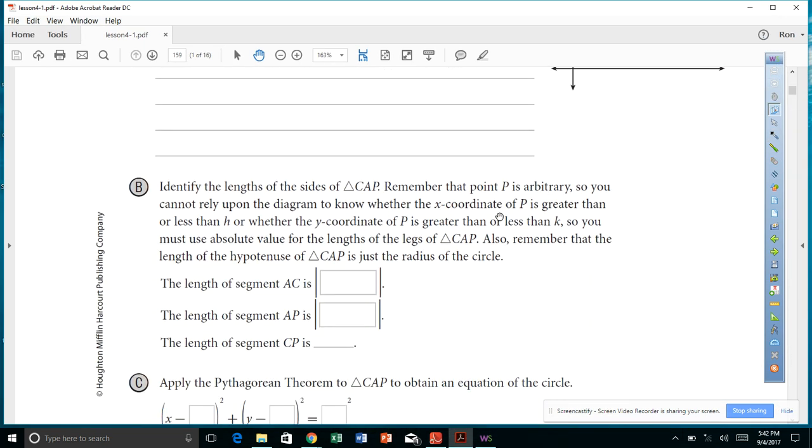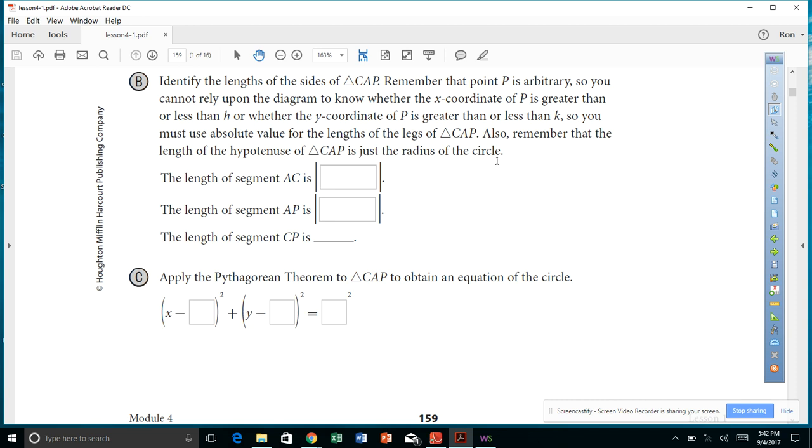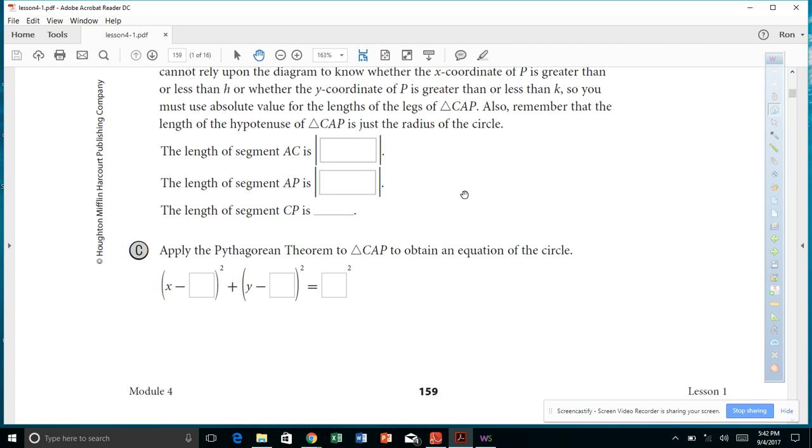Identify the lengths of the sides of triangle CAP. Remember that point P is arbitrary, so you cannot rely upon the diagram to know whether the x-coordinate of P is greater than or less than h, or whether the y-coordinate of P is greater than or less than k. So you must use absolute value for the lengths of the legs of triangle CAP. Also, remember that the length of the hypotenuse of triangle CAP is just the radius of the circle.